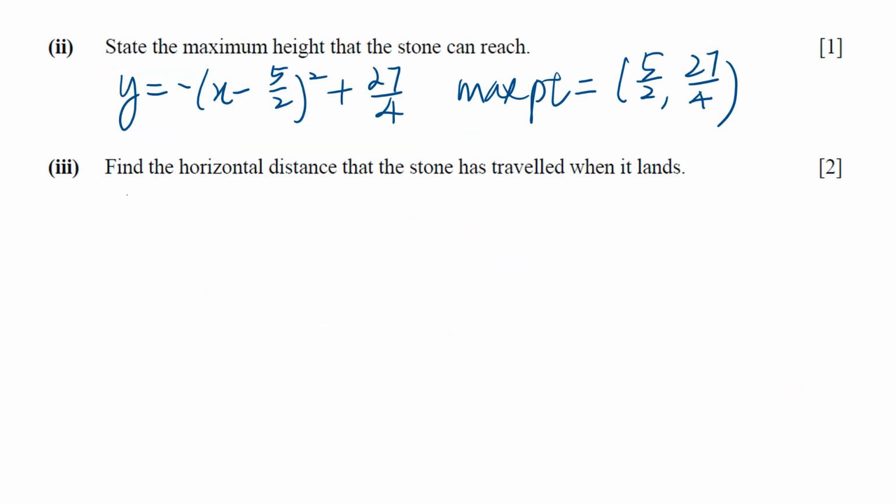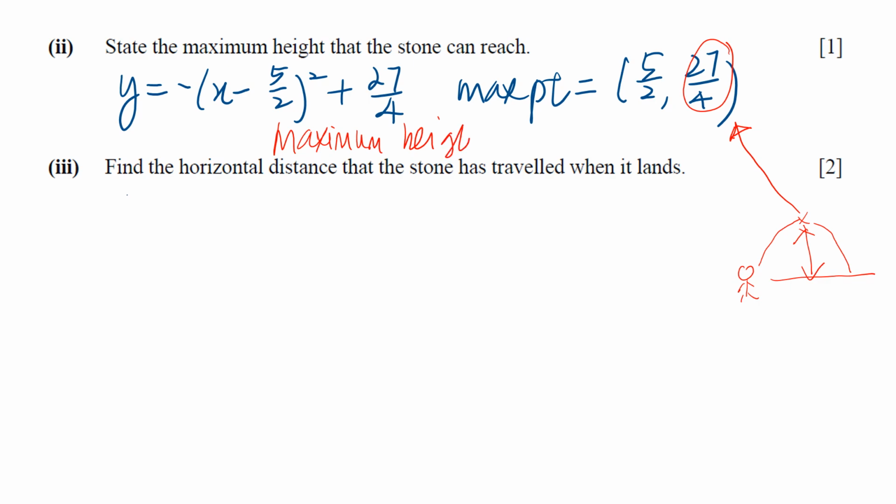Right, if you remember the diagram that I've drawn for you, you're here with the stone, and then the stone will go up, reach the maximum point, and then drop to the ground again. So this maximum point is this point here. This is your maximum height, which is actually your y coordinate. So the maximum height that the stone can reach is 27 over 4, I think in meters.